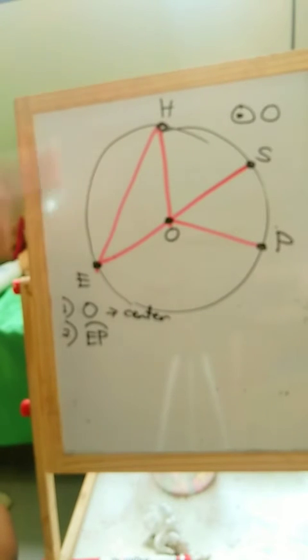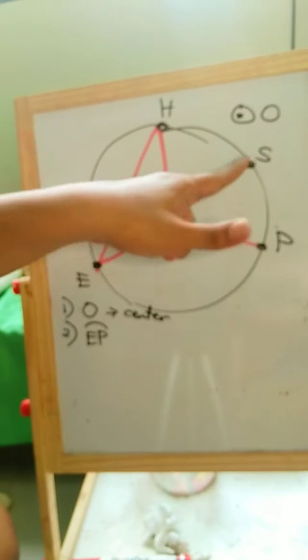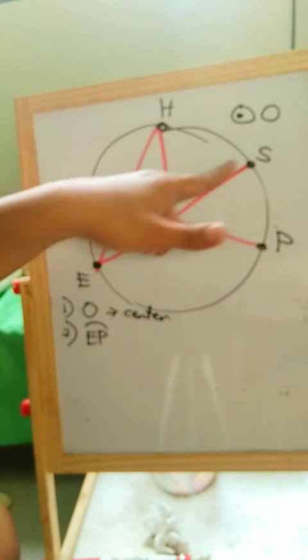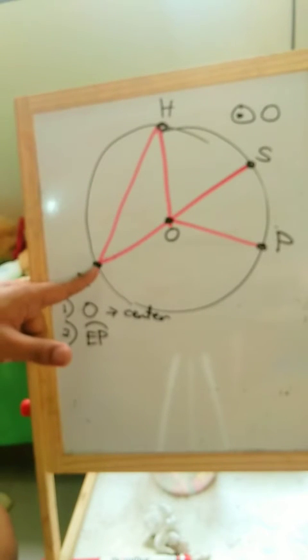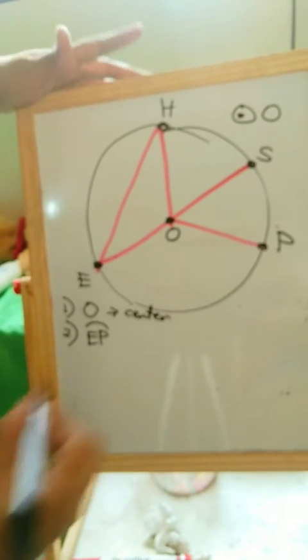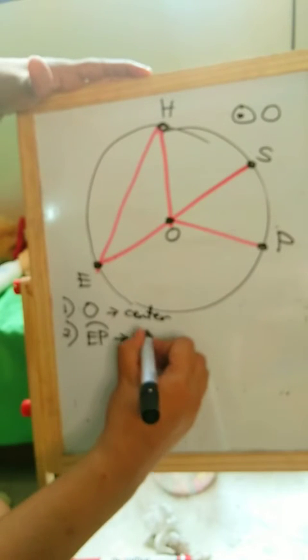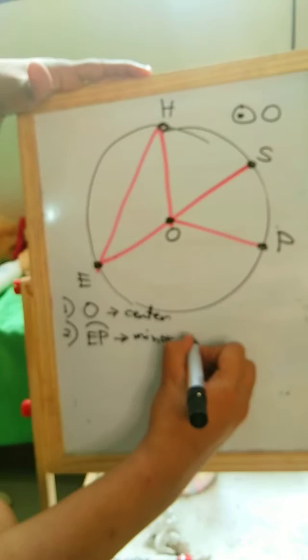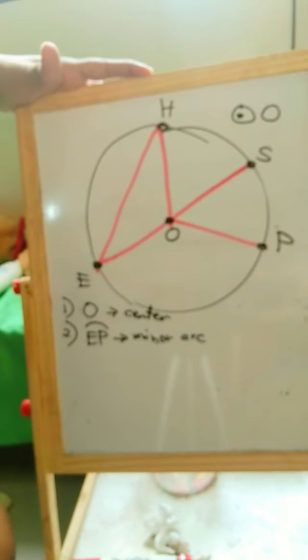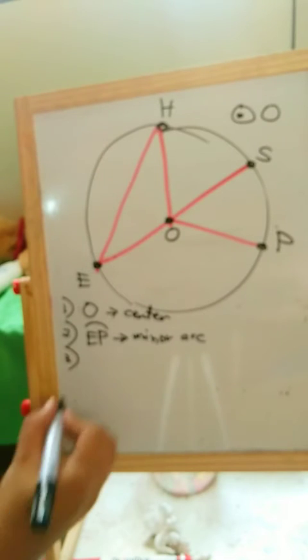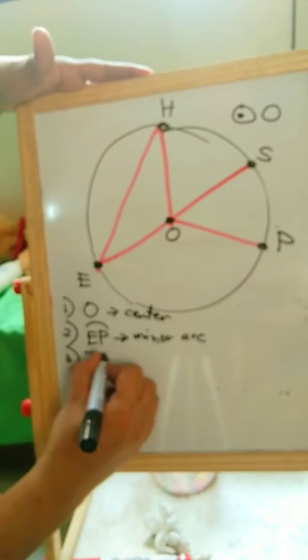So, number 2, let's have arc EP. Now, arc EP here, if you will notice, we have here a diameter, segment ES. So, hindi naman siya lumampas. Okay? So, it's less than 180. So, we just call it as your minor arc. Ganun lang siya. So, let's have number 3 here. Okay, let's have now here segment ES.